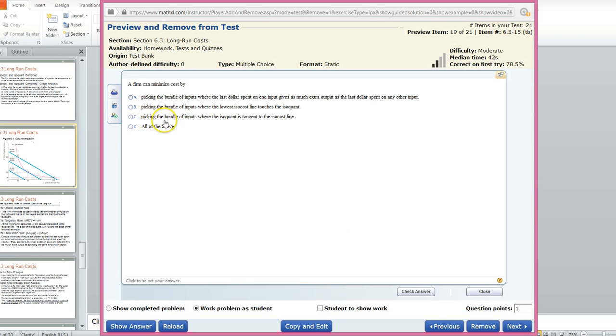So C, picking the bundle of inputs where the isoquant is tangent to the isocost line. This is also correct. So that means all of the above are correct. So we choose D.